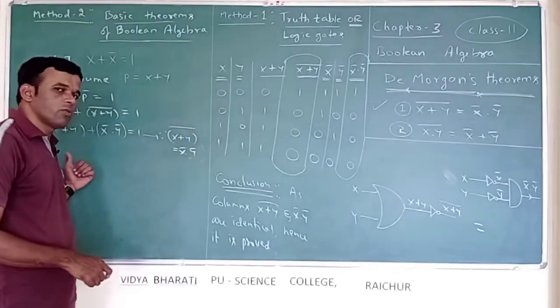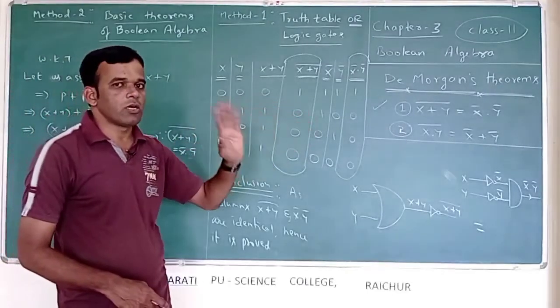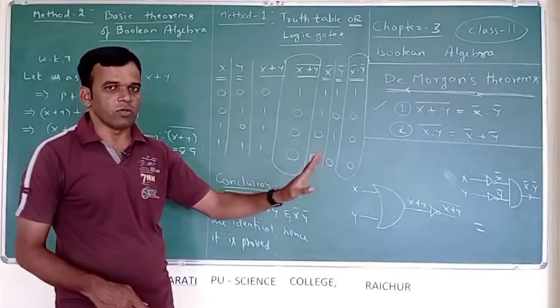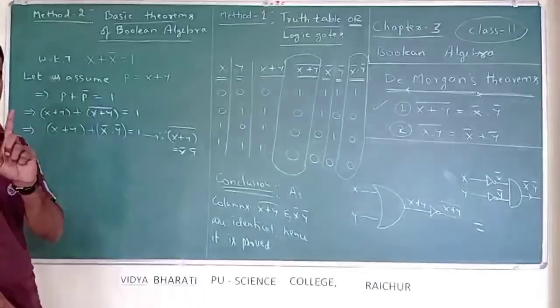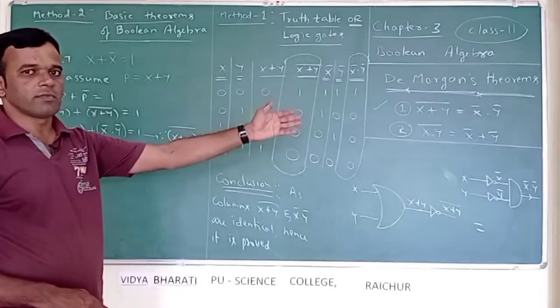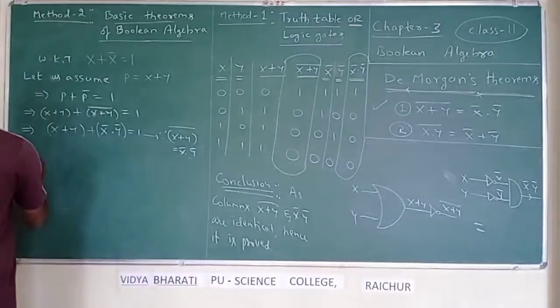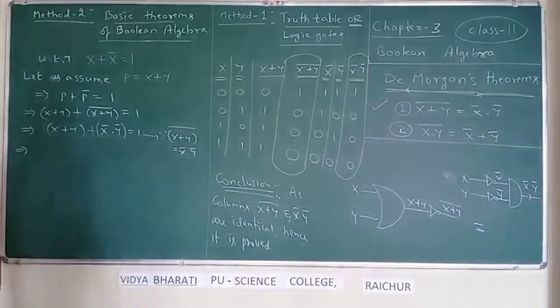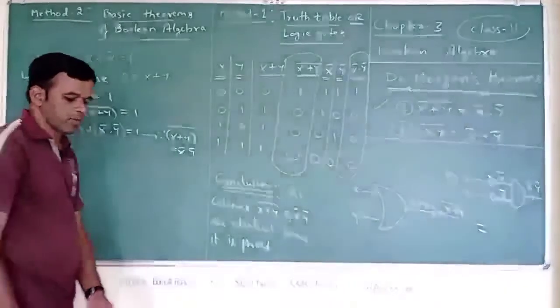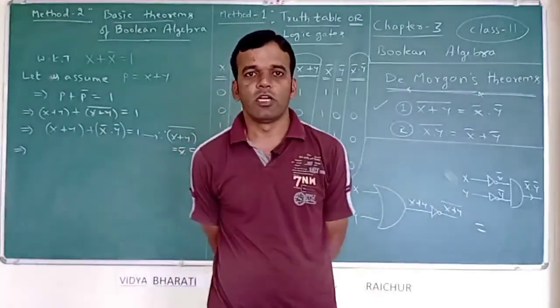If we are unable to get 1 at the LHS, we can say (x plus y) whole bar is not equal to x bar into y bar. Of course, here we will get the answer as 1 at the LHS. So, hence we can say that the theorem is correct. Okay. So, now for the LHS we will use one of the distributive theorems or distributive laws, from the basic theorems of Boolean algebra.